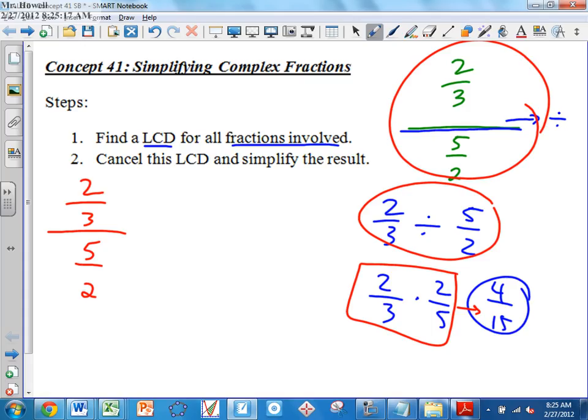Now, I want to find an LCD for all the fractions. First of all, where are my denominators in this problem? What numbers? Good. The 3 in the top and the 2 in the bottom. Those are my denominators. The 2 and the 5 are really numerators, correct? All right. So out of 3 and 2, what would your LCD be?